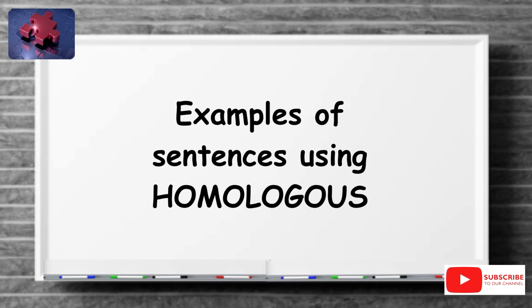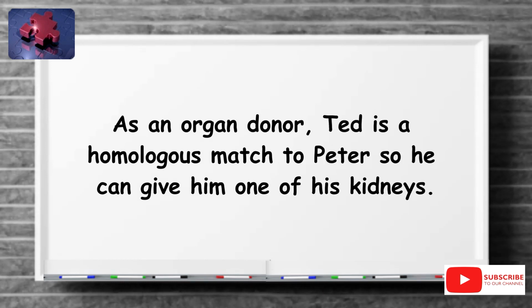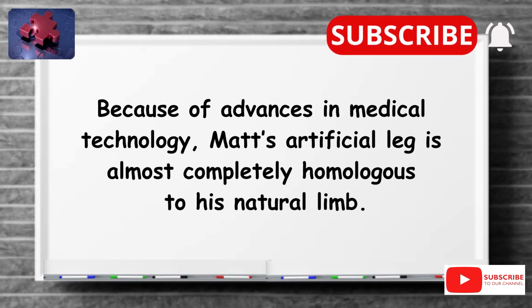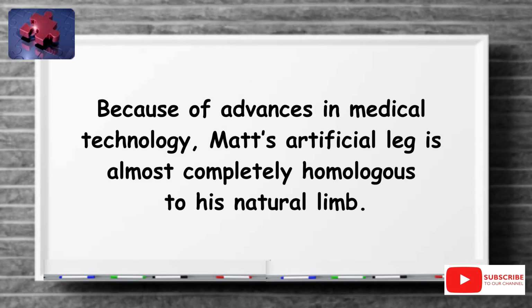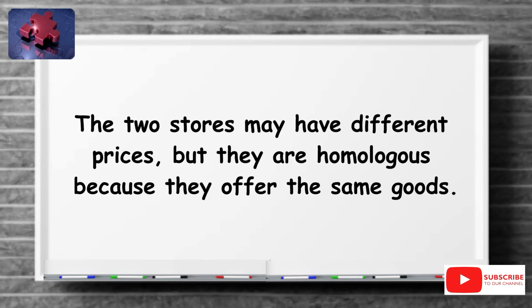Examples of sentences using homologous are: as an organ donor, Ted is a homologous match to Peter so he can give him one of his kidneys. Because of advances in medical technology, Matt's artificial leg is almost completely homologous to his natural limb. The two stores may have different prices, but they are homologous because they offer the same goods.